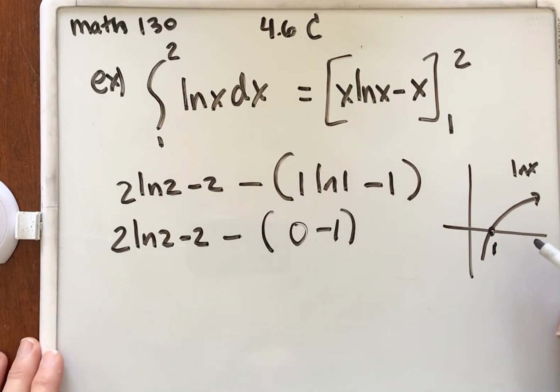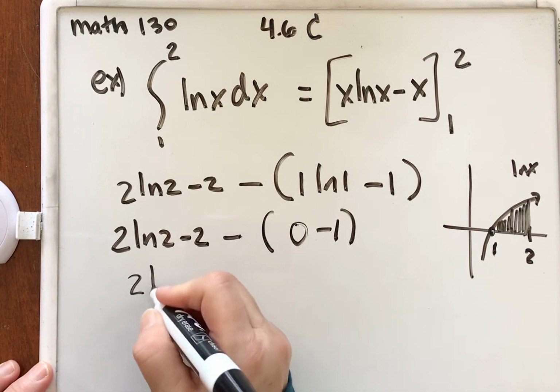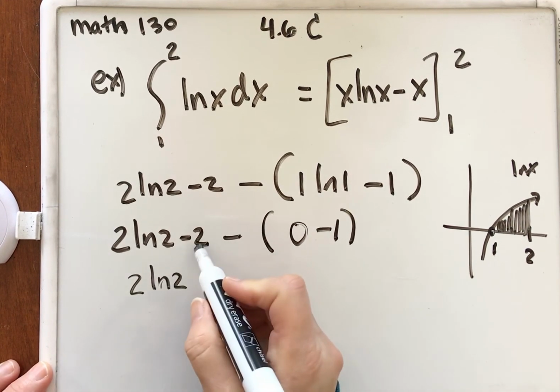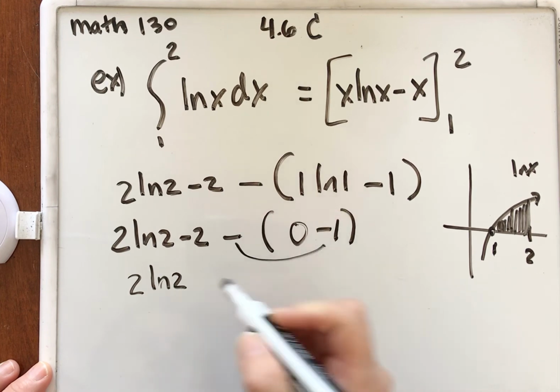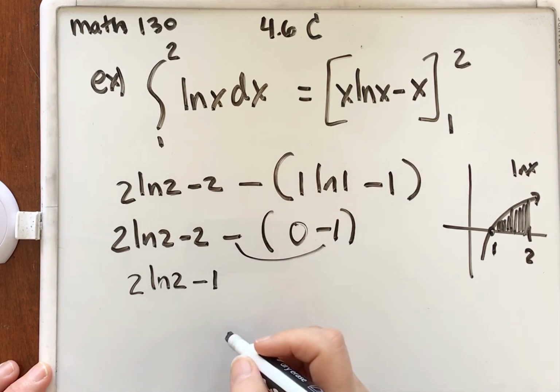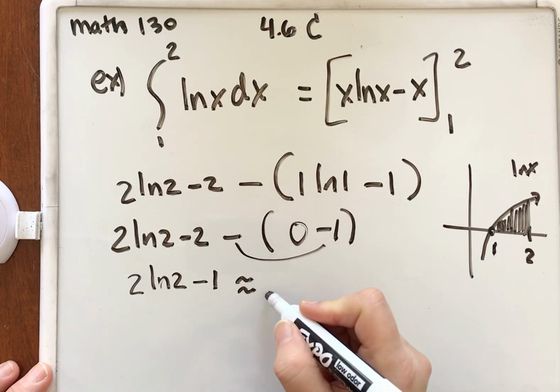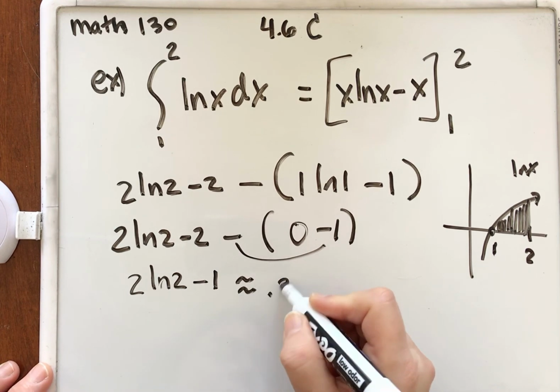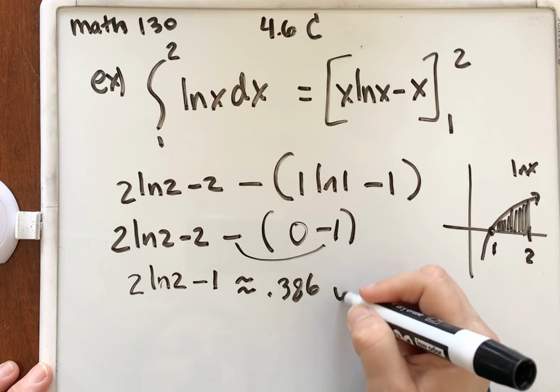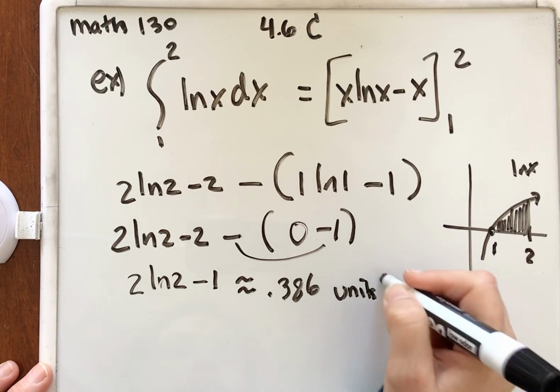And what are we doing? Since we're going from 1 to 2, we're actually looking for the area under that curve. Okay, so we have 2 ln 2. Here we have a minus 2 and a plus 1, which gives us minus 1. And then we can figure out what that area is, approximate it, 0.386 units squared, or square units.